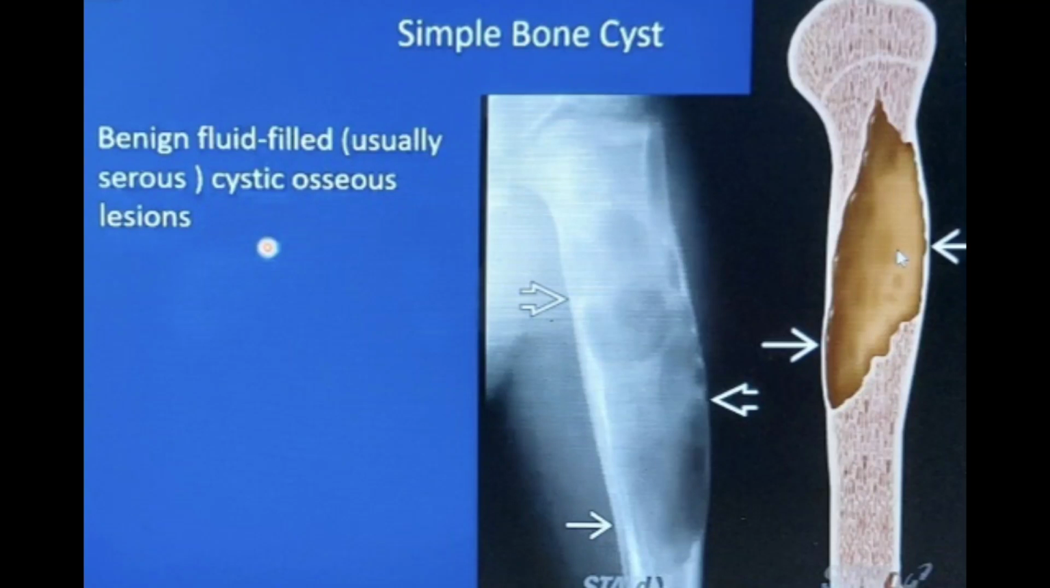Simple bone cyst is a benign fluid-filled cyst. Usually it is filled with a serous collection, and this is a cystic osseous lesion within the bone. Here on this image you can appreciate how it appears on the X-rays and what it actually is. This is the picture of the simple bone cyst. It is usually filled with a serous collection, and this would be considered a simple bone cyst.